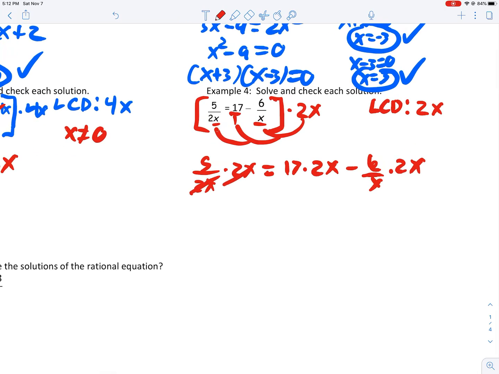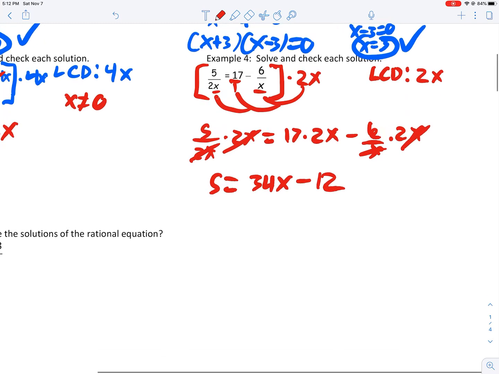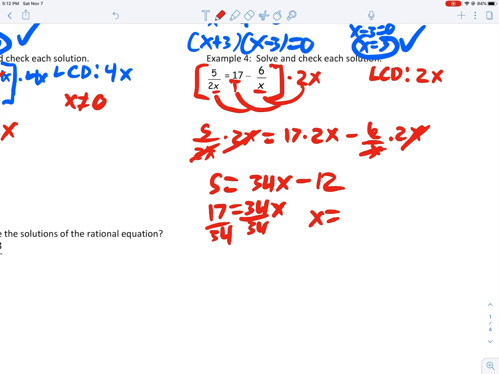So the 2x is reduced, you get 5. This just becomes 34x. Here the x is reduced, so minus 12. So add 12, you get 17 equals 34x. Divide by 34, so you get 1/2. And I keep forgetting to do this. Make sure you remember what makes the denominators equal to 0: x cannot equal 0. So I'm good. 1/2 works.